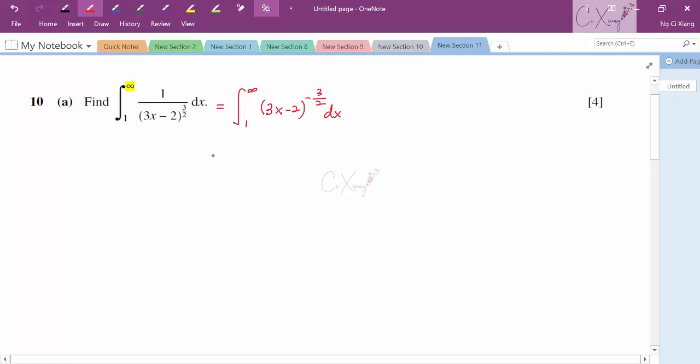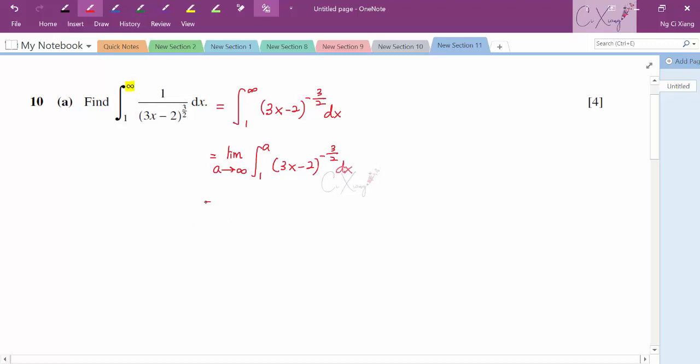Okay, and then when I try to integrate it, I want to find the limit of a to infinity, where I make the infinity become the a here, and then integrate 3x minus 2 power negative 3 over 2 dx.